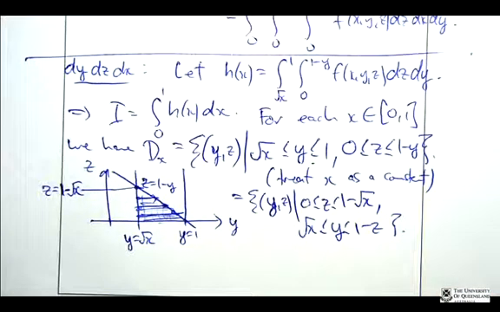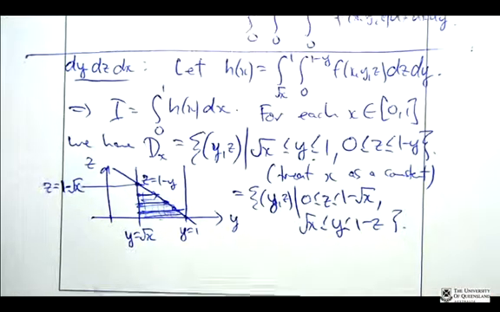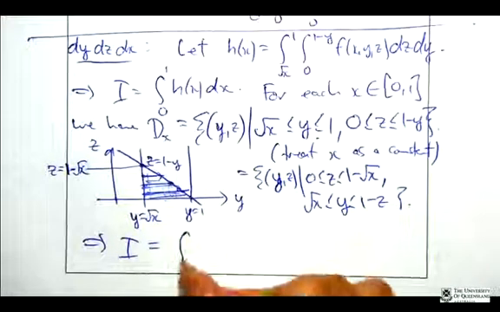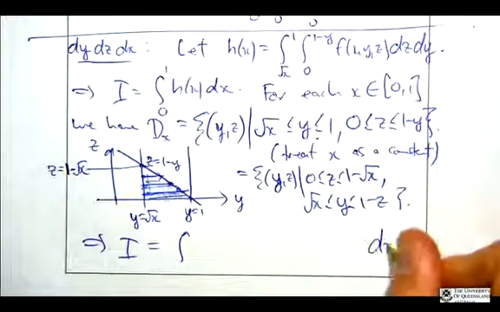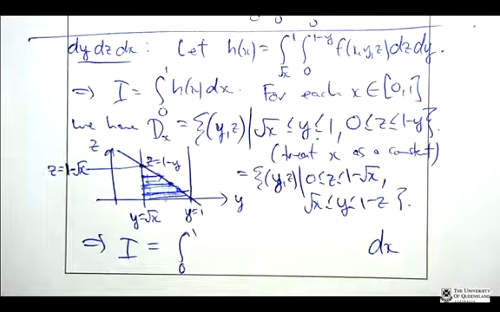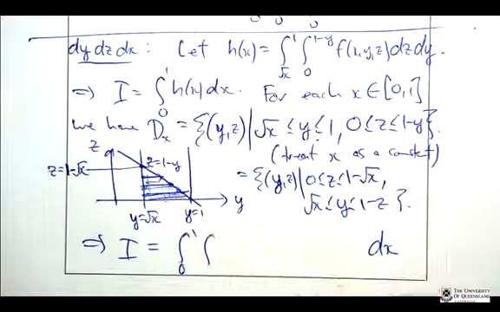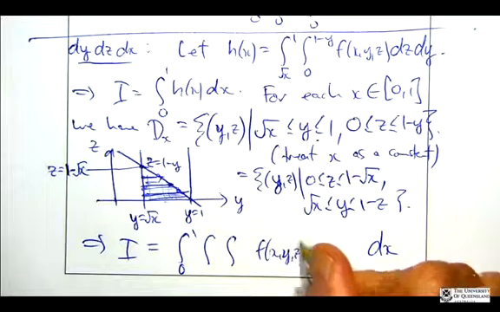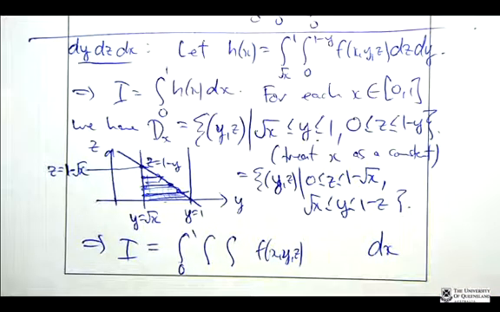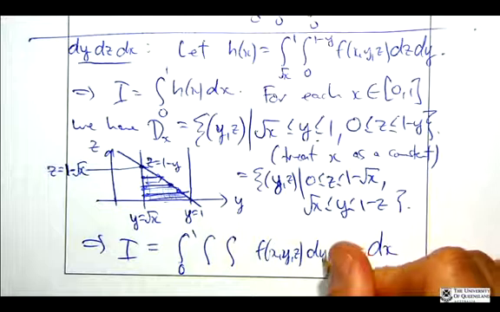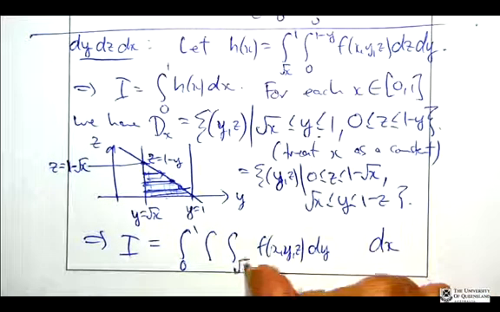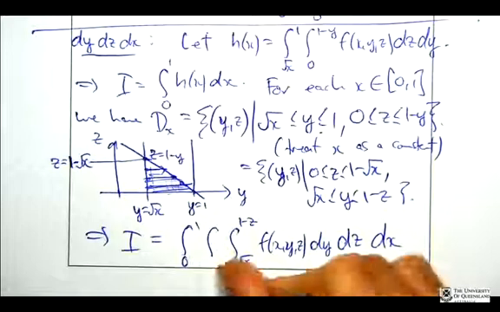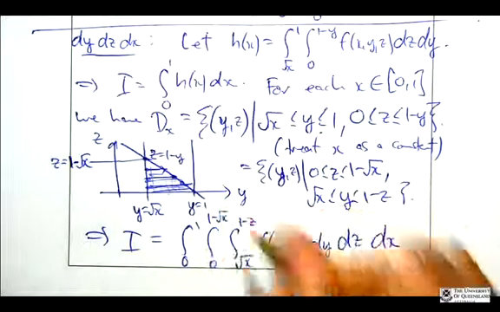Okay, and then that allows me to read off the bounds of integration. The outer integral is with respect to x from 0 to 1, and now I've changed the order of integration of the inner two. First with respect to y, from root x to 1 minus z, and then with respect to z, from 0 to 1 minus root x.